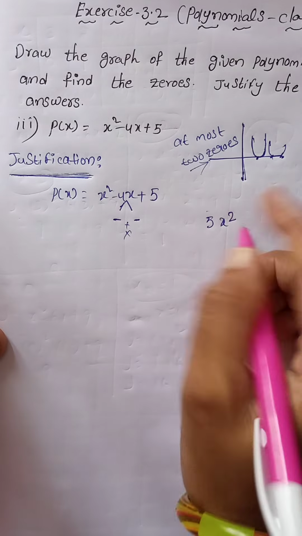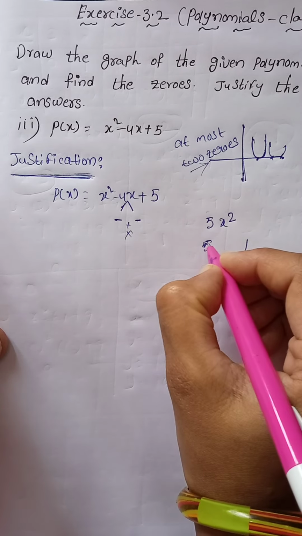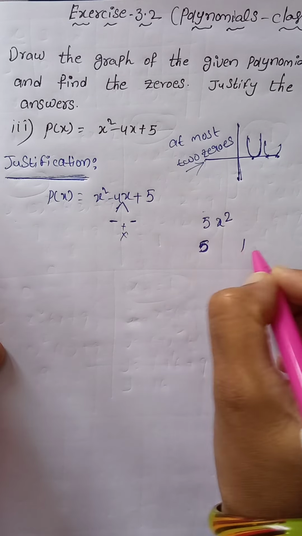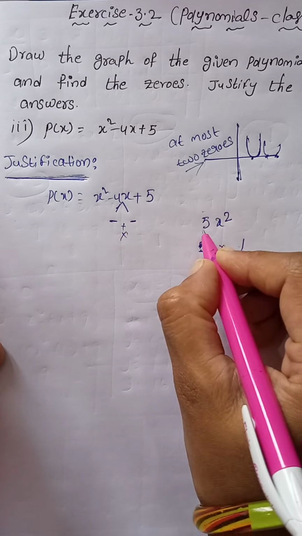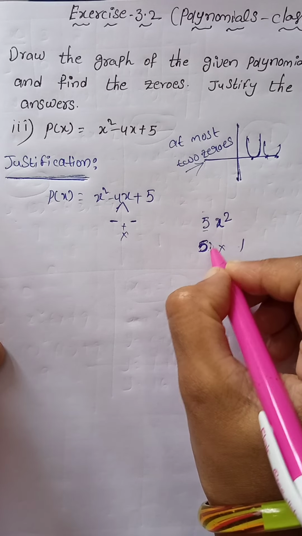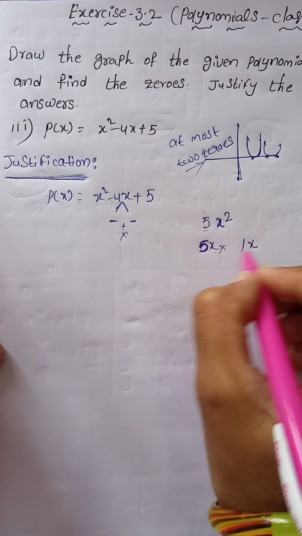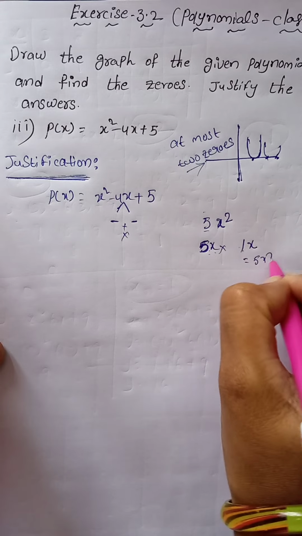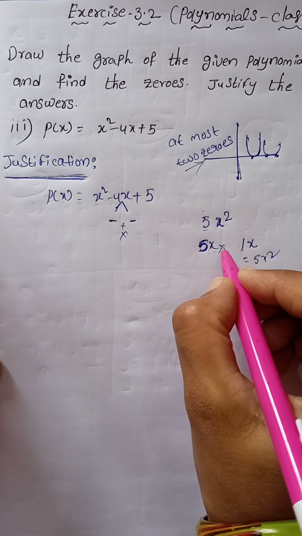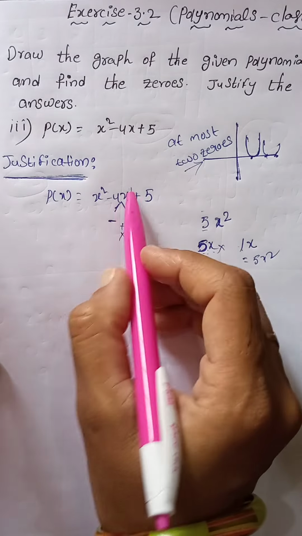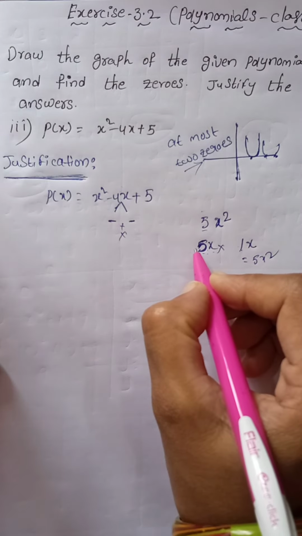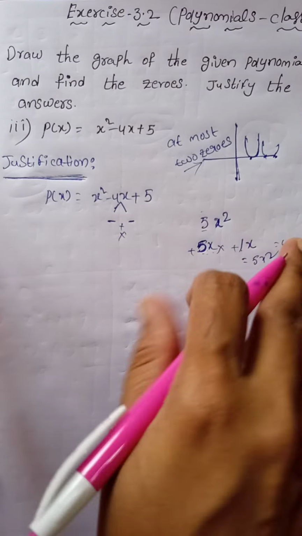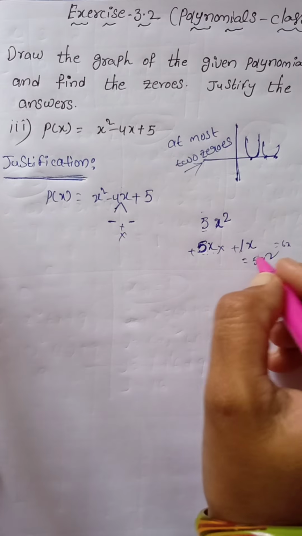What are the factors of 5? 5 and 1. Other than these factors, do we have any? No. 5 and 1. If you multiply these, 5 into 1, 5. Here we have x square, write 1x for this, write 1x for this. If you multiply these two, 5 into 1, 5, x into x, x square. Here we will get 5x square. If you add or subtract these two terms, you have to get this middle term. If you add these two terms, plus 5x plus 1x equal to 6x. So it is not equal to minus 4x. So it is not possible.